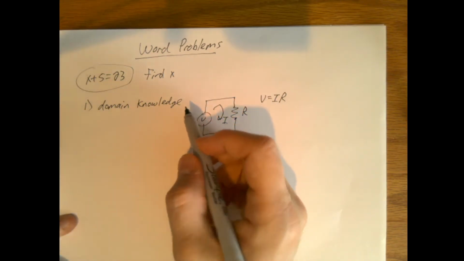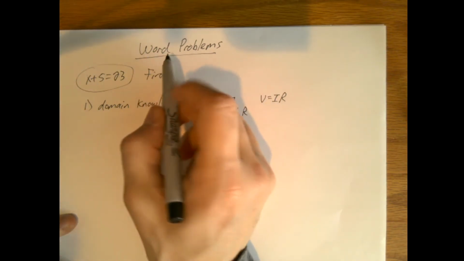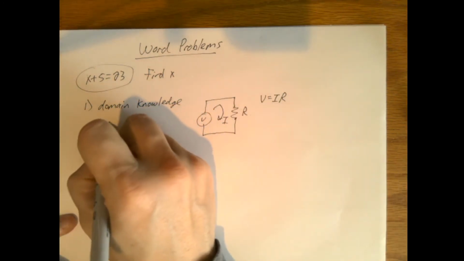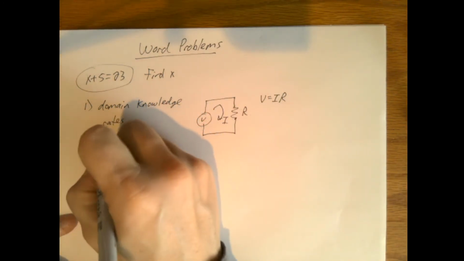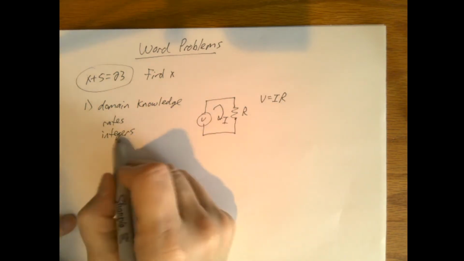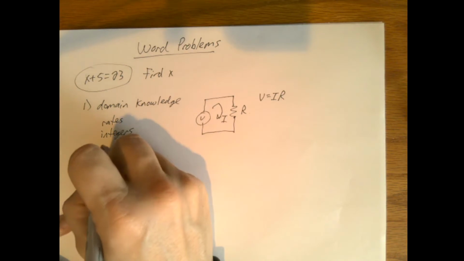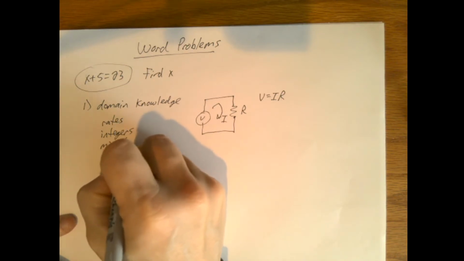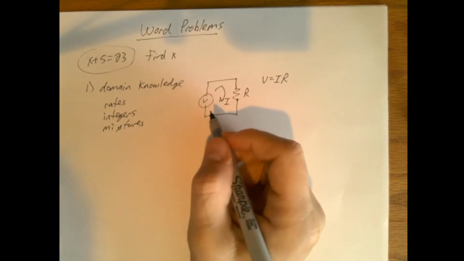And that's also the reason why when you're given word problems initially in algebra, they involve things like rates and maybe integers. And that is a relationship between numbers and maybe mixtures and things like that, right?